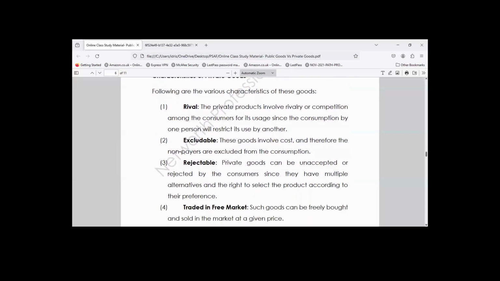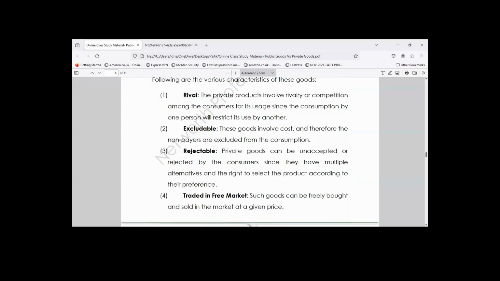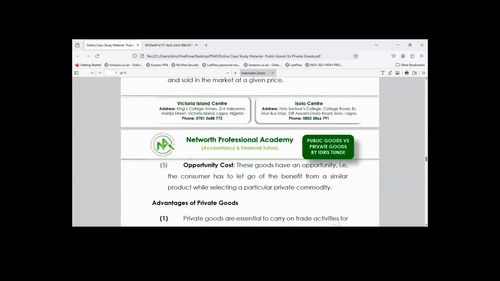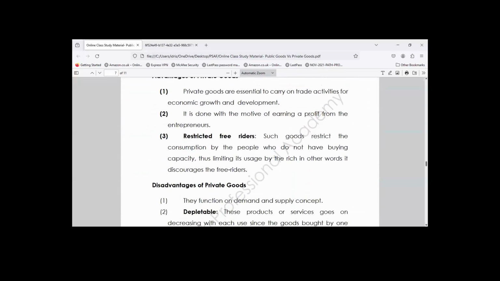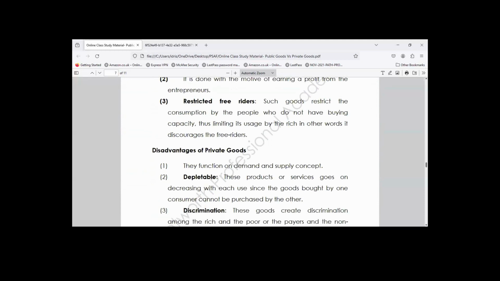Rejectable. You can reject private goods if you don't like them. It's not compulsory for you to consume private goods. If you don't like it, you can reject it. So that is private goods.